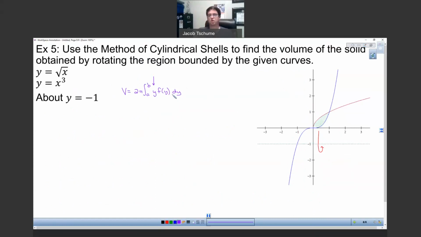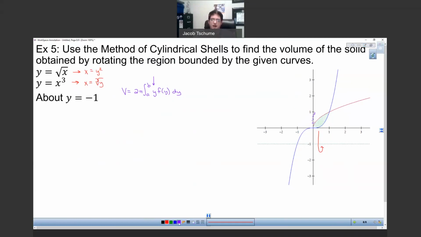And then also your f of y. Since there is a gap to the y-axis of the region, you have to do the washer method variation. But I need both of these functions to be in terms of y, which they are not. In the original problem, you're going to have to solve both of those functions for x in order to do this. If you solve for x in the first one, that would be y squared. And on the second one, that would be the cube root of y.